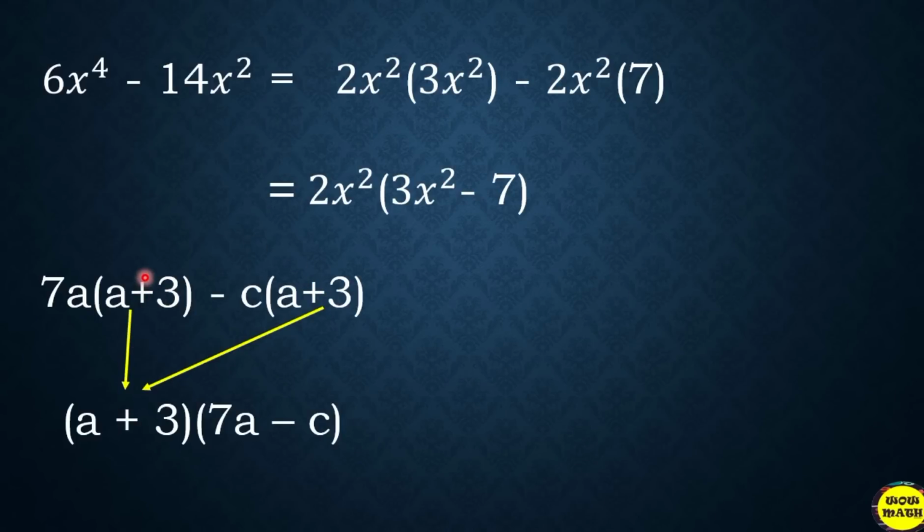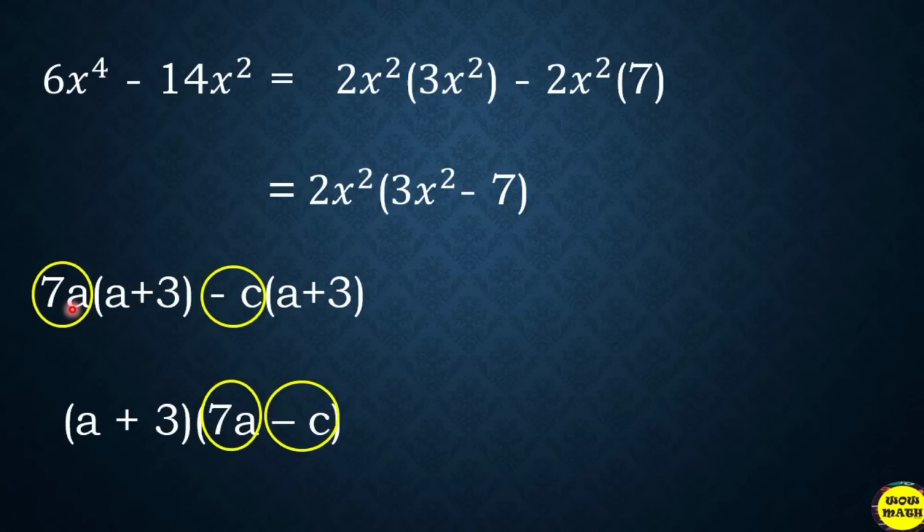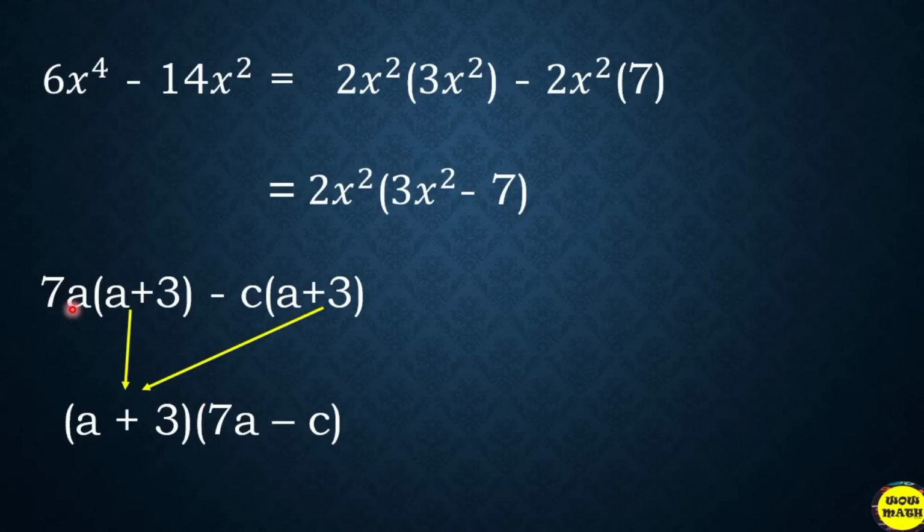Minsan, baliktad siya, no? Baka masanay kasi tayo na yung common laging nandito sa unahan. Okay? Pero minsan, ganyan po siya. So, ito, common sila. Copy lang natin and then, copy lang natin si 7a minus c. Okay? So, ayan po siya.